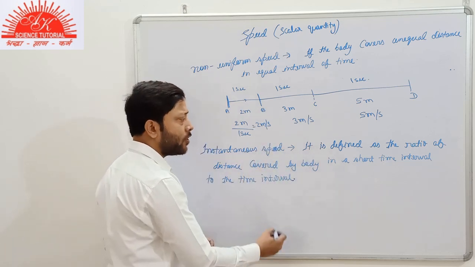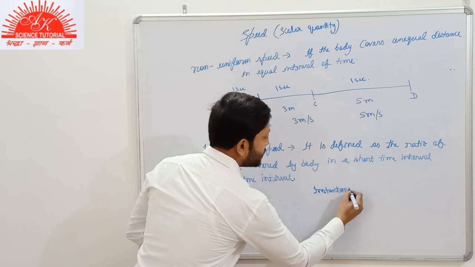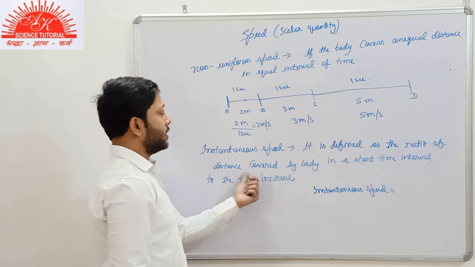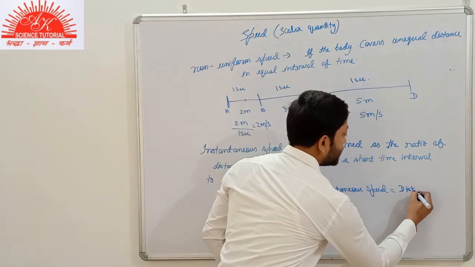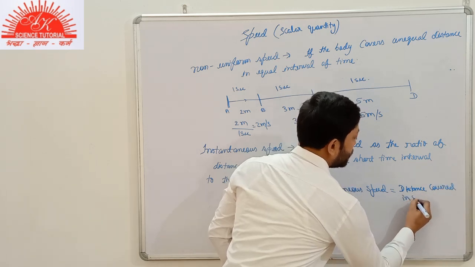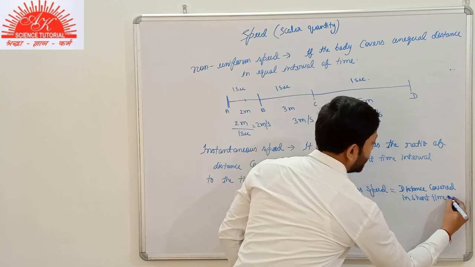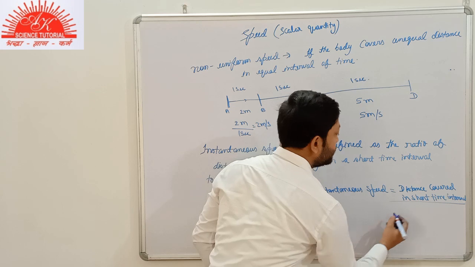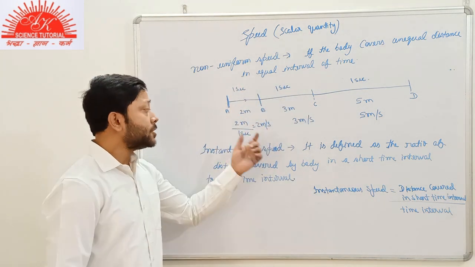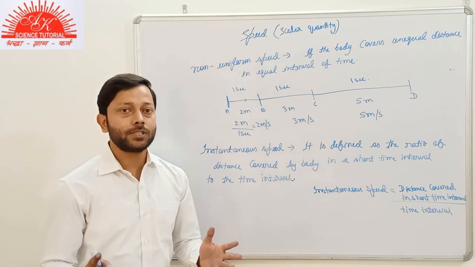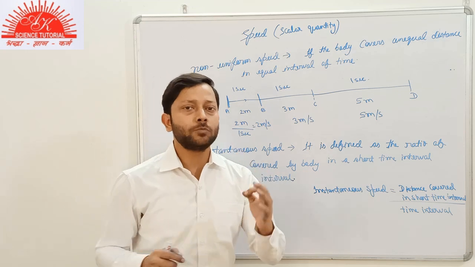And what about the formula, the expression for it? If you are given a numerical and asked to find the instantaneous speed, it is very simple. Here you have the expression for it. It is the ratio of distance covered by the body in a short time interval to the time interval. So this was about instantaneous speed. It means the speed of the body at any particular instant. When we talk about a particular instant of time, the time interval has to be taken very small.